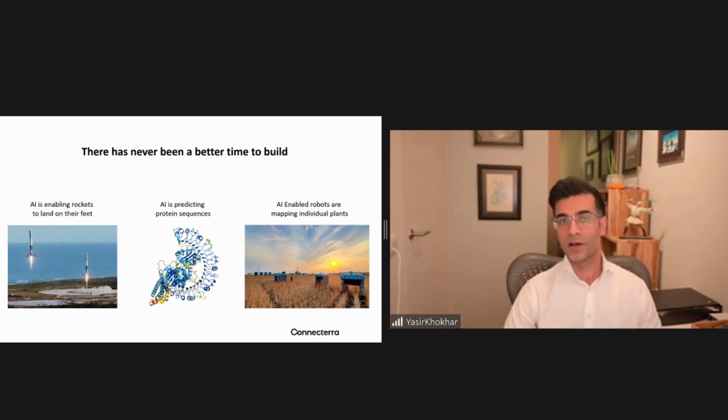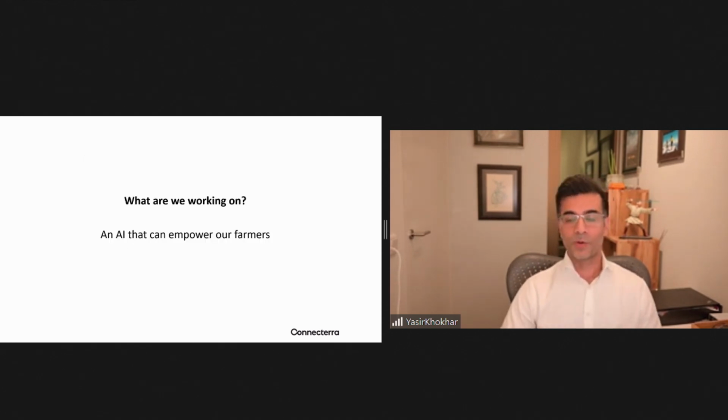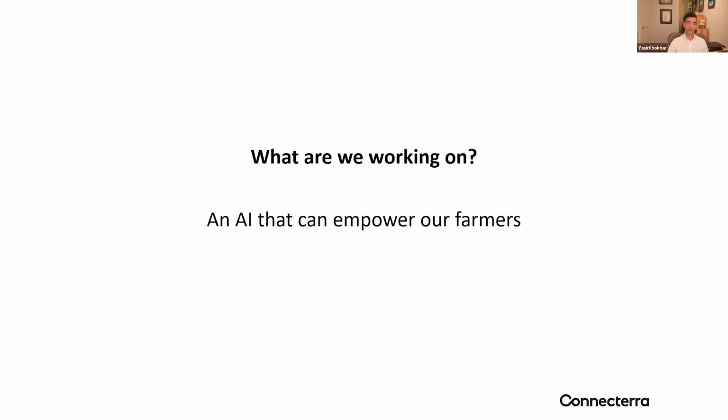We're using AI to predict health issues with animals. And these are all examples of great progress that we're making in this field. And I'm really excited and encouraged by where we are going, despite the challenges that we face. What are we working on? We're working on an AI that can empower our farmers.